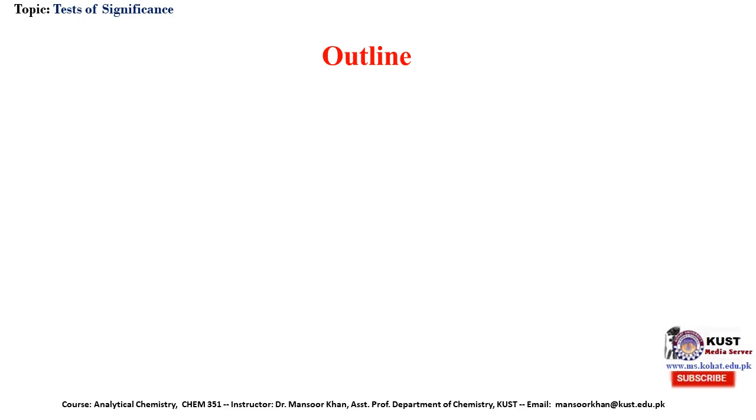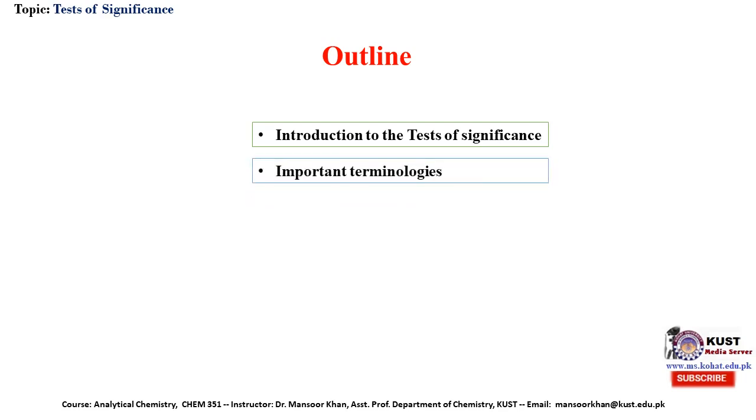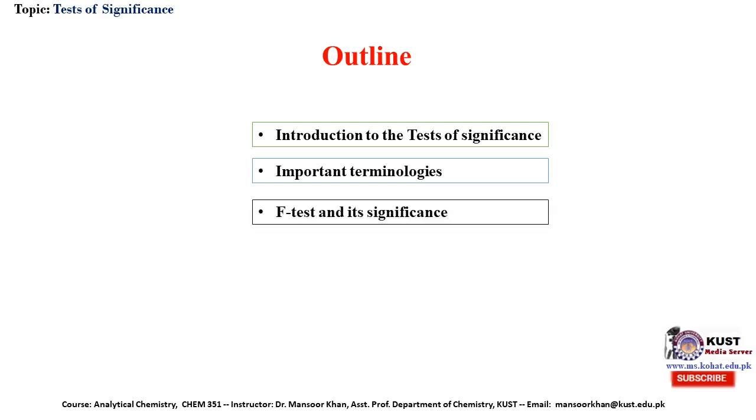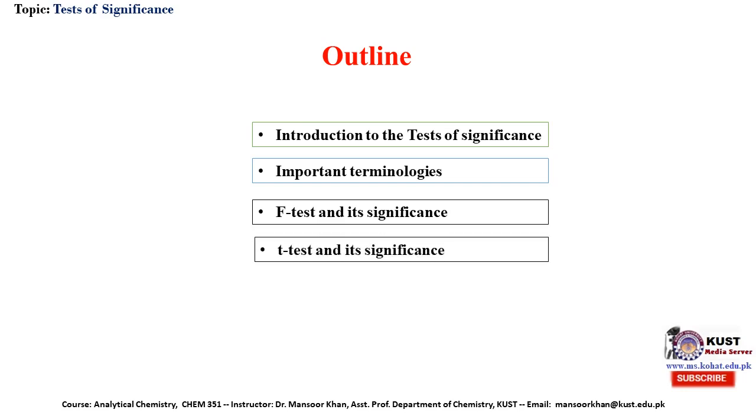This slide shows the outline of today's lecture, which will cover a brief introduction to the test of significance, important terminologies which are used in test of significance, F-test and its significance in analytical chemistry, and T-test and its significance in analytical chemistry. Today we will discuss and explain all these outlines in our lecture.